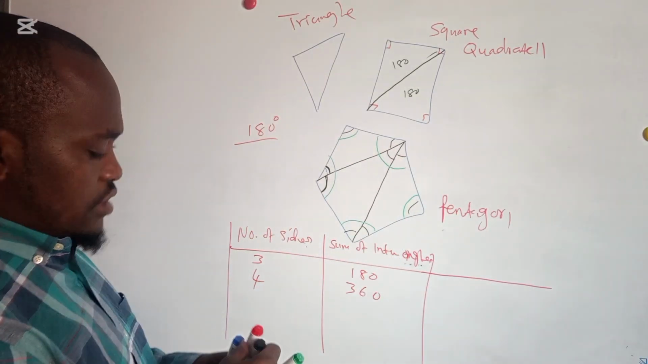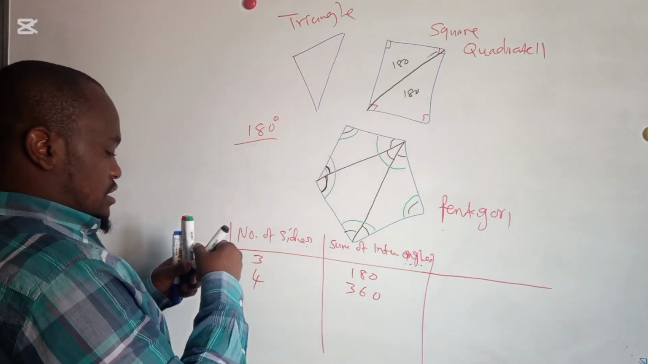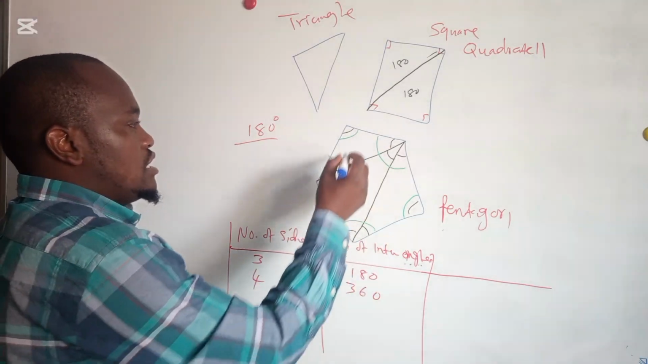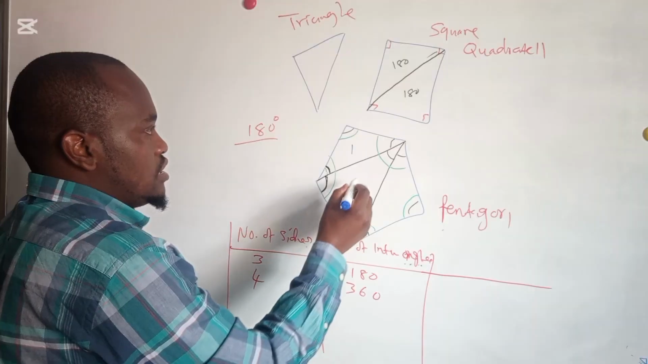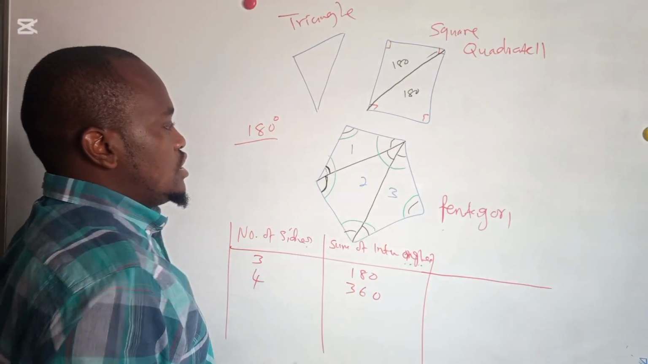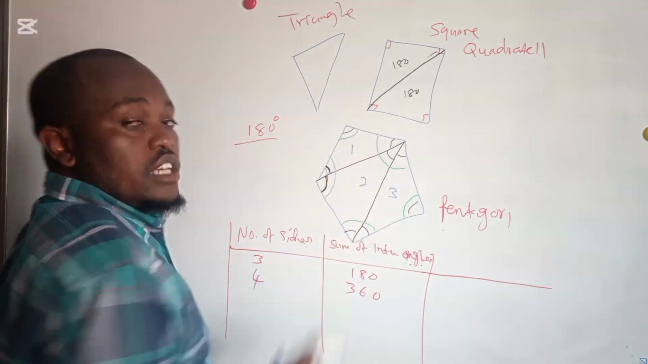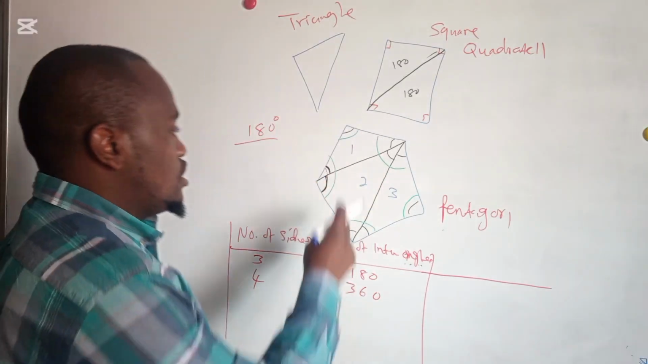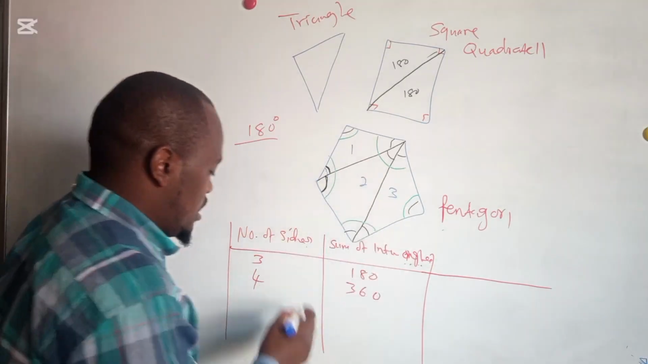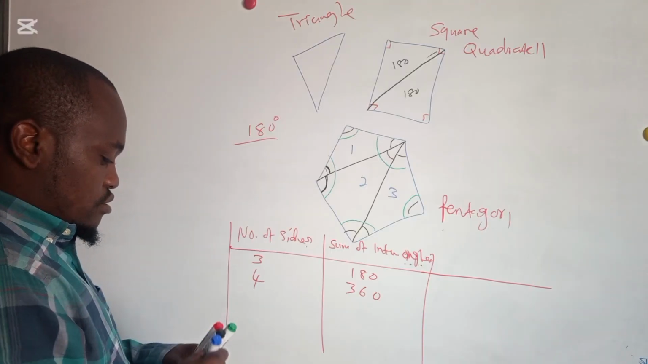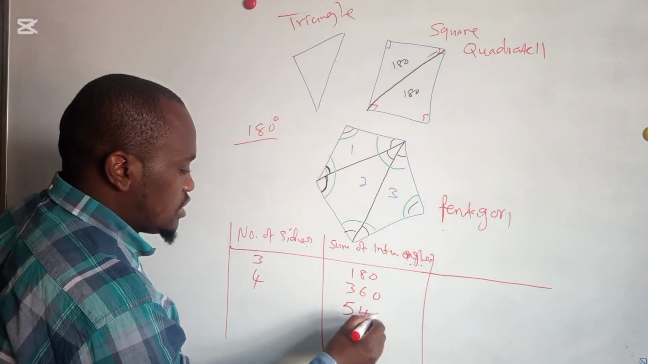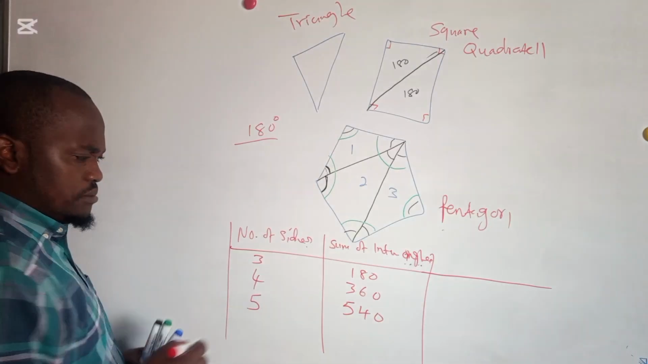So the number of triangles in this question is that you have triangle 1, triangle 2, and triangle 3. Each triangle has interior angles adding up to 180. So it is 180 times 3, and this comes to 540. And this is 5 sides.